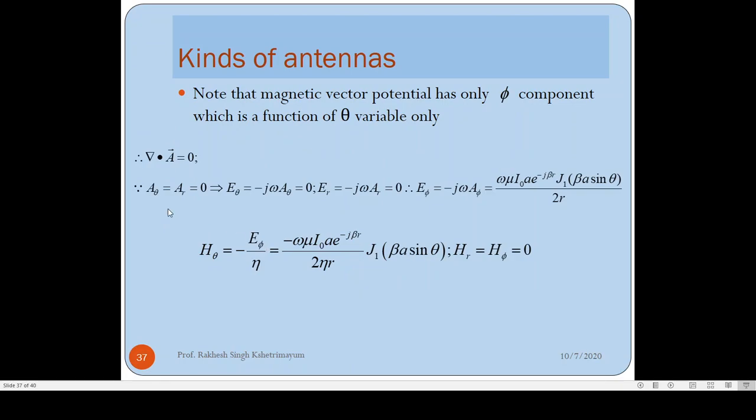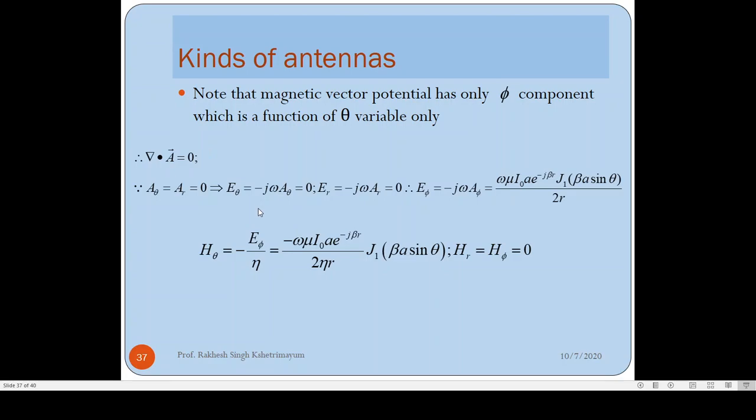We can even simplify this for the far field approximation. In the far field, the electric field E theta will be simply minus j omega A theta, E r will be minus j omega A r, and E phi will be minus j omega A phi. So in the far field of the antenna, the electric field and the magnetic vector potential have a simple relation. You can derive this, so if you are interested, you can explore.